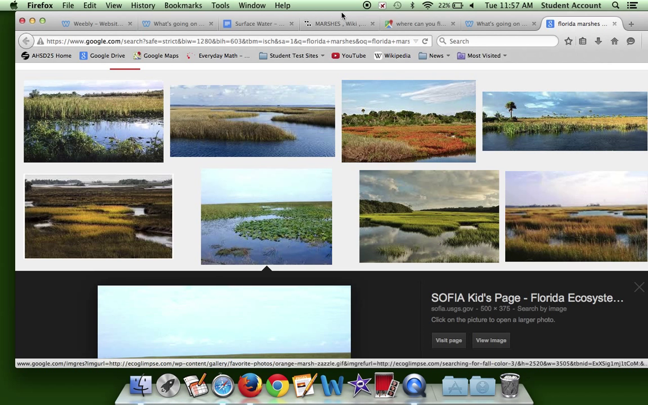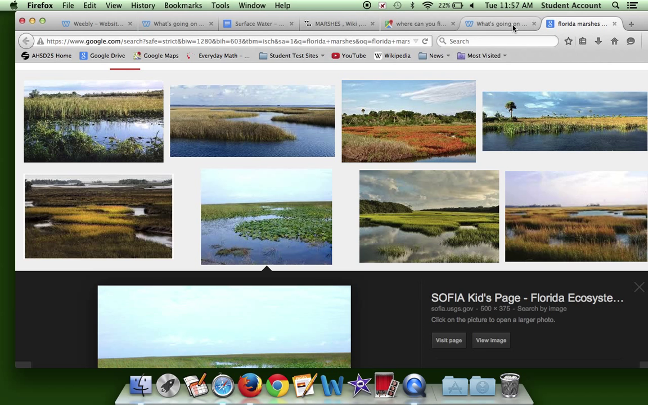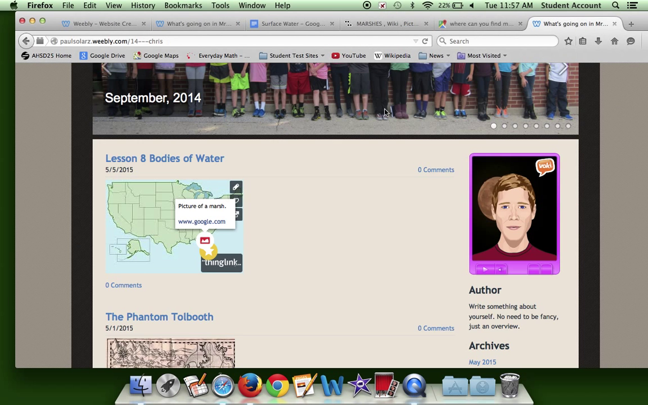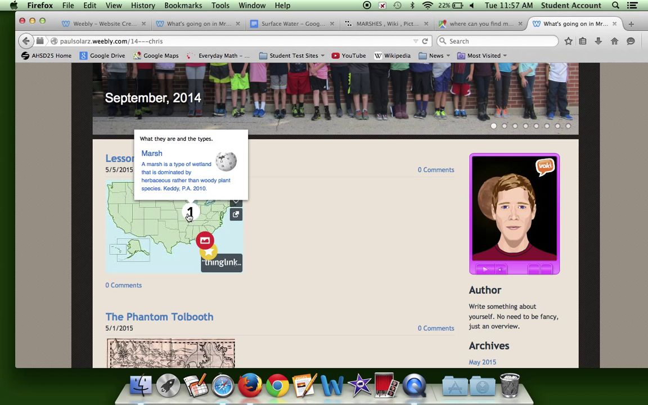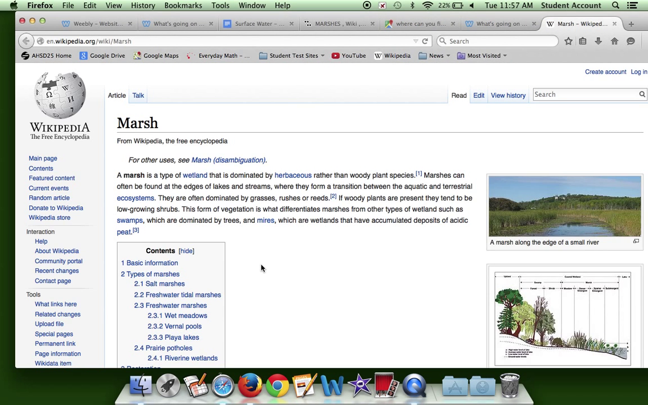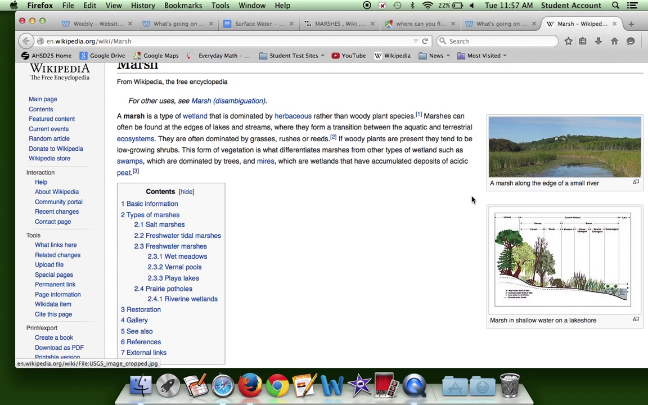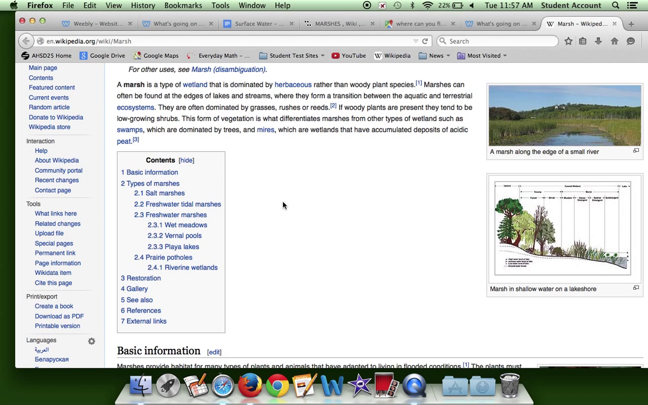But we are going to go to Wiki, because Wikipedia is awesome. So I picked out some places, just so you know. A marsh is a type of wetland that is dominated by herbaceous rather than woody plant species. It can often be found at the edges of lakes and streams.